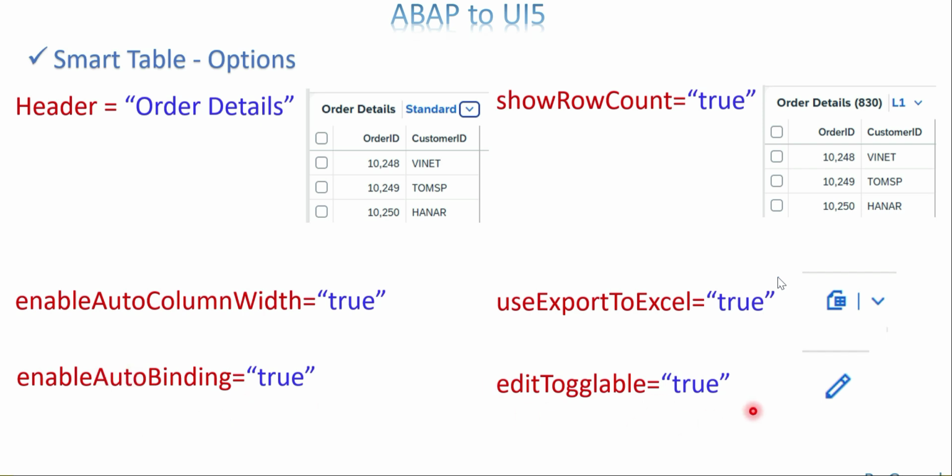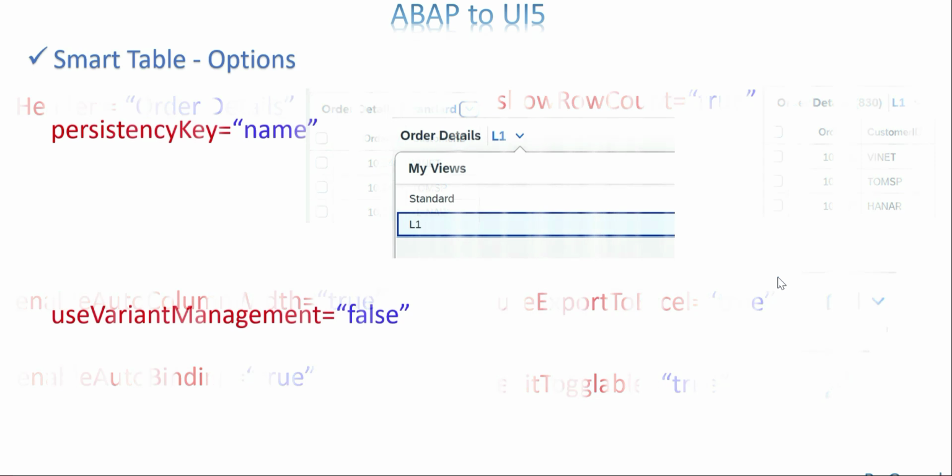And edit toggable is just to enable the pencil option in your smart table. We are going to use the option called edit toggable. So if you use this and just click, it automatically keeps the fields in editable mode.